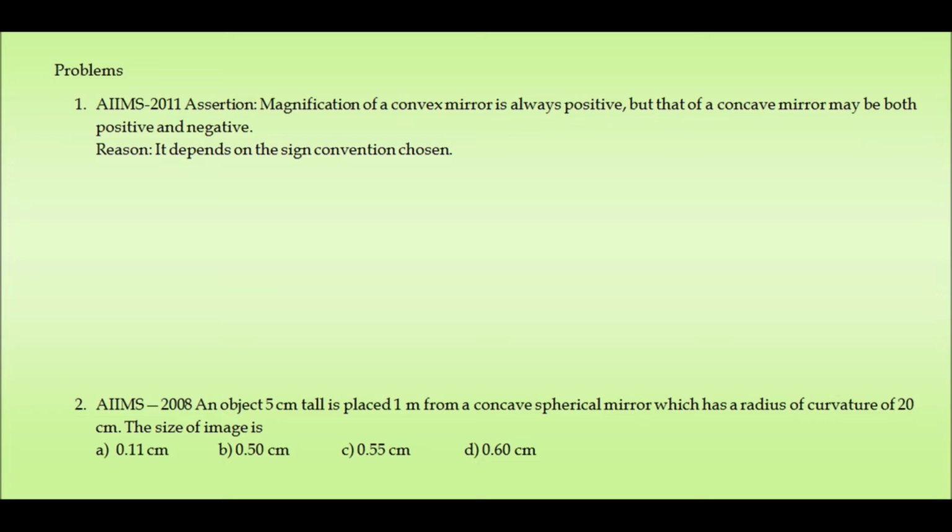So the assertion is true, as the magnification of a convex mirror is always positive. However, in case of a concave mirror, it may be both positive or negative. Like for a convex mirror, if M is positive, then it's true, and it means the image is virtual and erect. So clearly we have learned all this concept for the convex mirror.